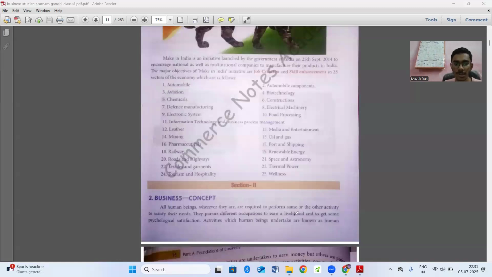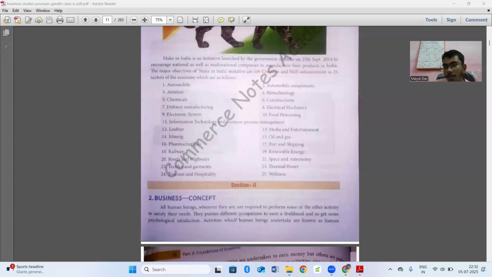Yes, in our daily life, if we need to survive in a developing country like India, we need to do something to earn our living, which is absolutely correct. So in order to satisfy our needs, we need to do something. Either we need to do business, or we need to do jobs, or any other things that can satisfy our needs. Okay, so they pursue different occupations to earn a livelihood and to get some psychological satisfaction.